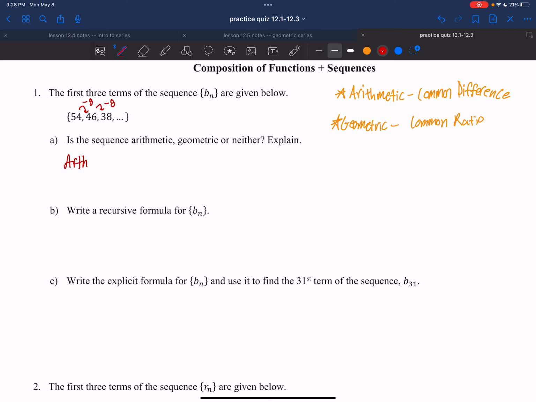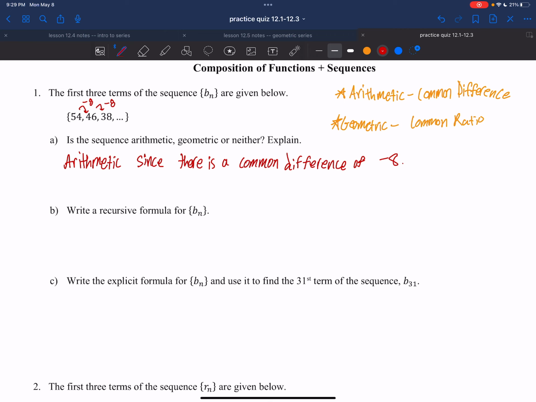Ooh, I said arth. I say arithmetic, since there is a common difference. Oh, this is taking me years to write. Common difference of 8. I should say -8. Okay? All right. What's the recursive formula?